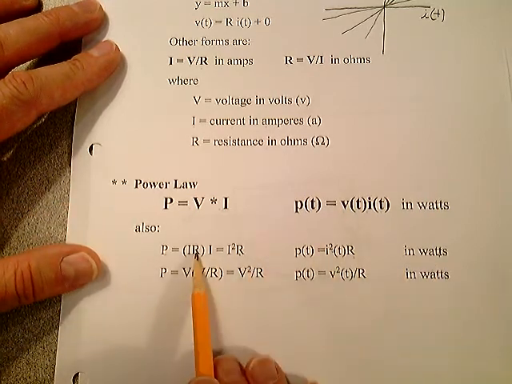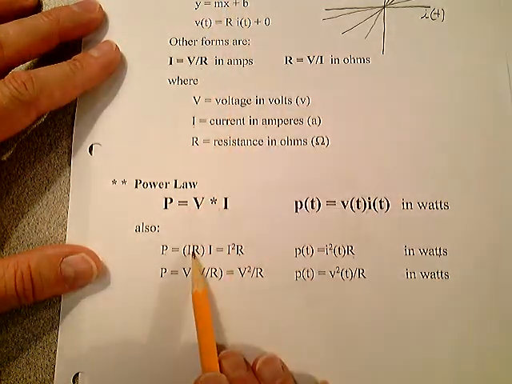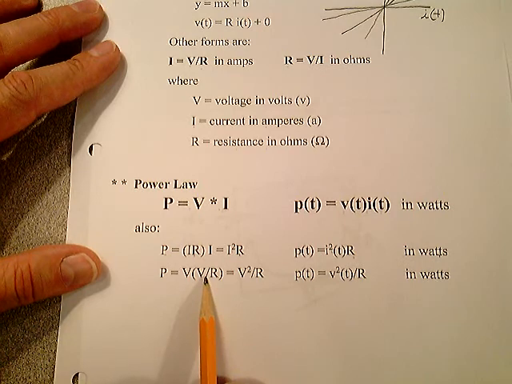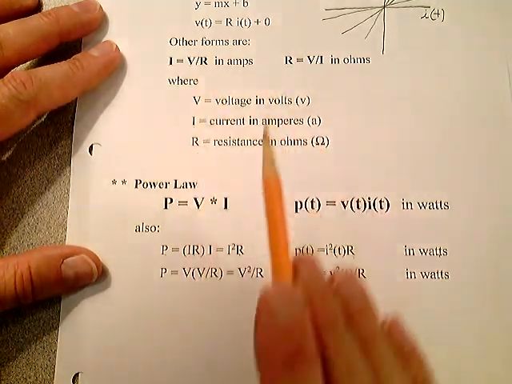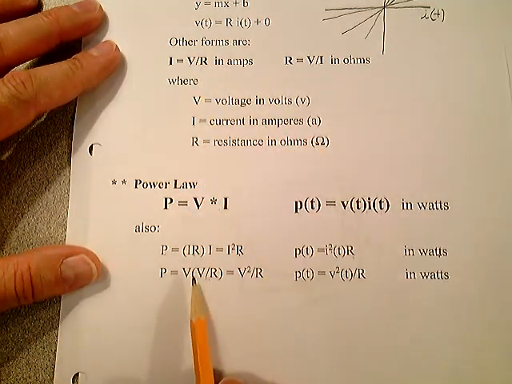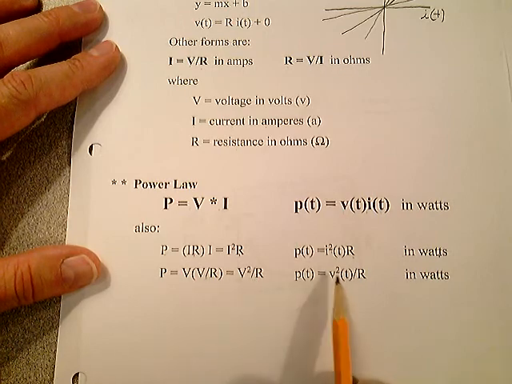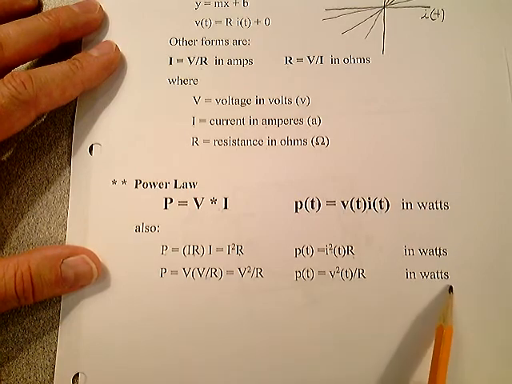I'm just substituting up here: voltage is I times R. Voltage is I times R, and I get I squared R for power. Down here, I'm substituting for current, which is V over R. And V over R times V ends up with V squared over R. Power is equal to V squared divided by R, in watts.